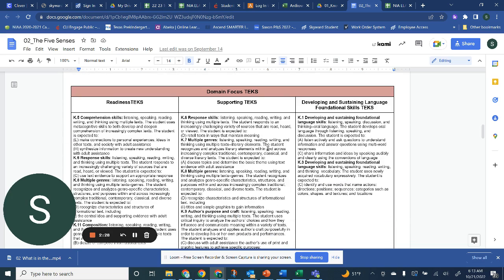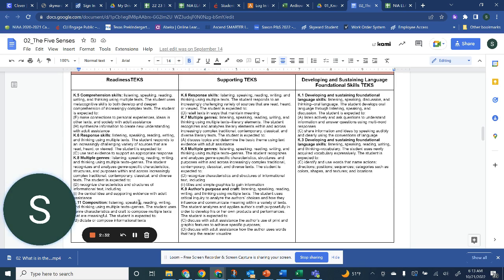If you keep scrolling, you'll see the TEKS that you're going to focus on during that unit. The readiness TEKS are the most important ones. These are the TEKS that are critical for your students to master to be successful at the next level. The next thing that you'll see is the supporting TEKS. These TEKS support the readiness TEKS. So although they're not as important as the readiness TEKS, they are still very important. You need to make sure that you're teaching those.